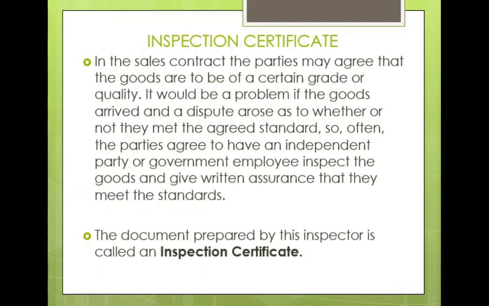Inspection certificate. In the sales contract, the parties may agree that the goods are to be of a certain grade or quality. It will be a problem if the goods arrive and a dispute arises as to whether or not they met the agreed standard. So quite often the parties agree to have an independent party or a government official inspect the goods and give written assurances that they meet the standards. The document prepared by such an inspector is called an inspection certificate.